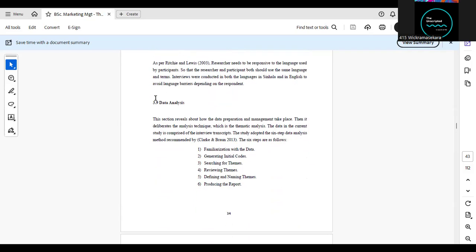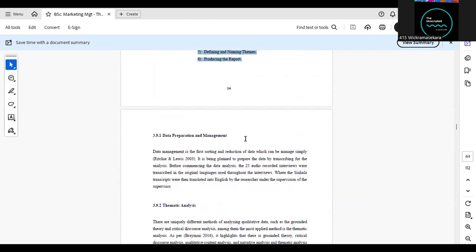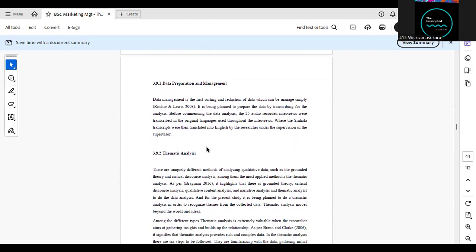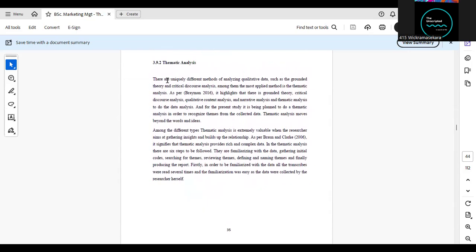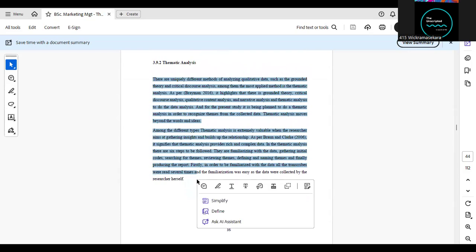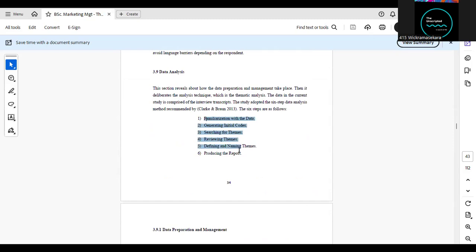So these are the data analysis steps that I told you about, introduced by Braun and Clarke, and you can get more recent articles from these two authors on Google Scholar. You have to follow and explain how you went through these steps: how you prepared the data and how you did the thematic analysis. So this is about how you actually analyze your data. You have to analyze your data following these six steps, right?